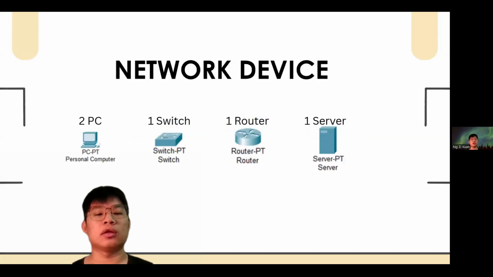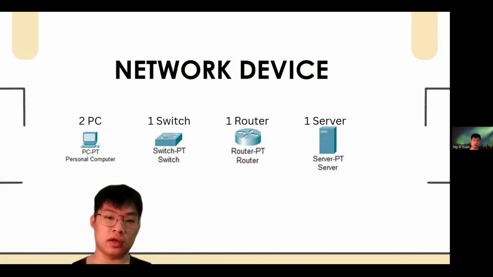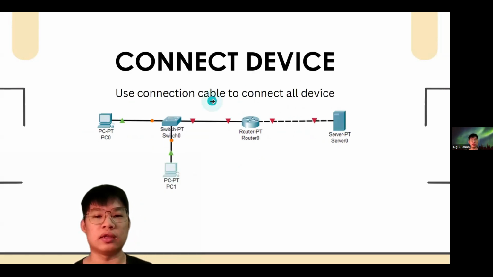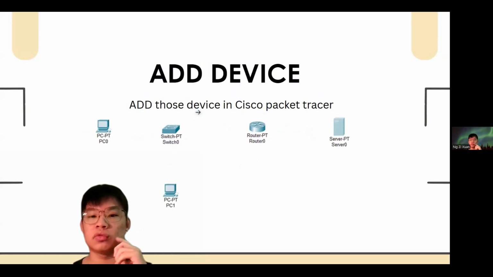Next, this is the email server we are building. We need the network devices: we're going to use two PCs, one switch, one router, and one server. Next, we go to Cisco Packet Tracer and add those devices. Later I will show you how to add devices. After I add the devices, it will show like this. I make it clear so I can know where each device is.